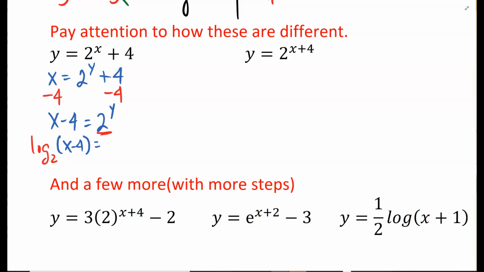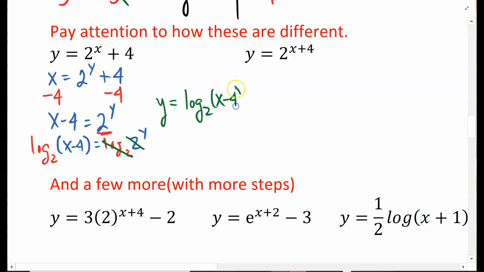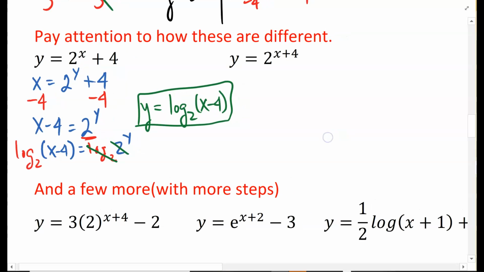Equals log base 2 of 2 to the y. And so the log base 2 cancels the base of 2, leaving us with just y on the right. I'll put it on the left. So y equals log base 2 of x minus 4. And again, you have to have those parentheses, otherwise it's a different answer. And you'll notice the importance on this next problem. So our next problem, go ahead and switch your x and y. So x equals 2 to the y plus 4.